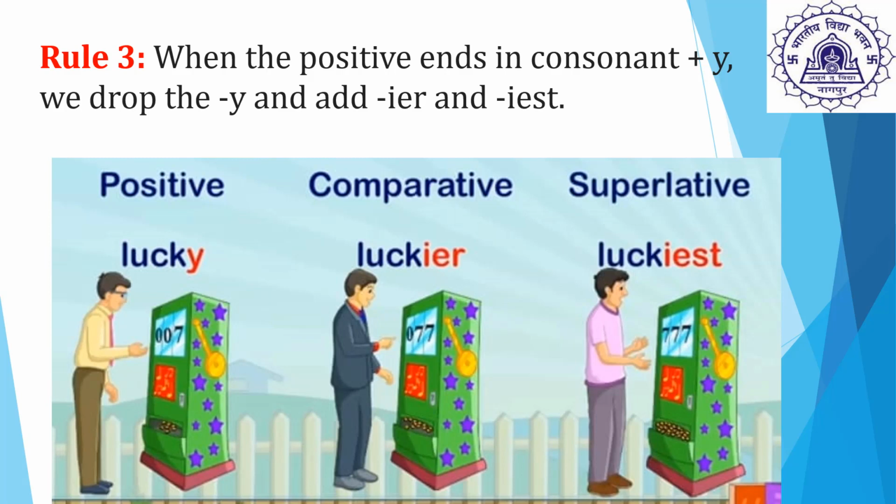As you can see, children, in the picture, the first person is getting a single 7, so he's lucky. The second person is getting a double 7, so he's luckier, and the third person is getting 777, so he is the luckiest of all.